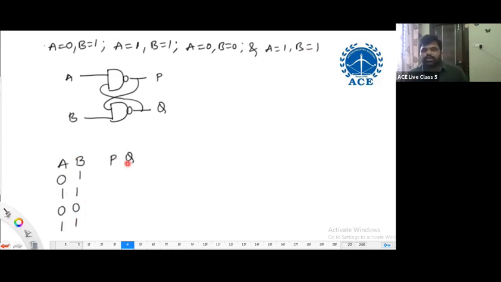What are the outputs P and Q in sequence? Once again, the question is, in this circuit, AB applied 0, 1 followed by 1, 1 followed by 0, 0 followed by 1, 1. What are the outputs P and Q in sequence?